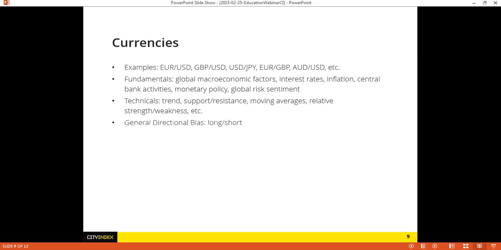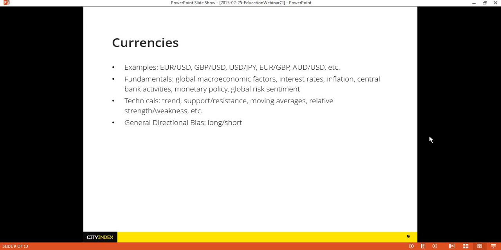Okay. So on the currencies, the general directional bias, there is none. It's going to be long or short. So if the euro dollar goes up, that means the euro went up against the US dollar, or the US dollar went down against the euro. If the euro dollar pair goes down, that means the euro went down against the US dollar. It also means the US dollar went up against the euro. If that seems confusing, it can be in the beginning, but it's just something you need to learn. So again, if the euro dollar goes up, the euro went up, the dollar went down. If the euro dollar goes down, the euro went down, the dollar went up. So there is no general directional bias.